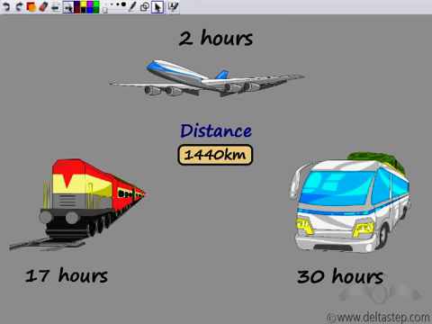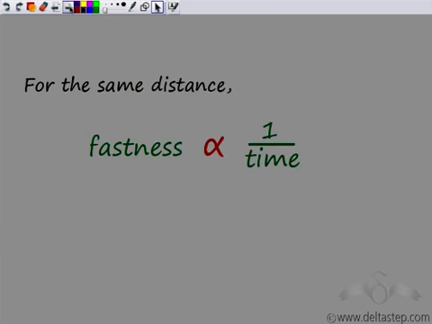So what I observe is that less the number of hours, more fast the transport is. That is, for that same distance, since plane is taking the least number of hours, it is the fastest. Further, train is taking less hours than bus, so it is faster than the bus. So what I get is that fastness is inversely proportional to time. That is, if time is more, it is less fast. If time is less, it is more fast.